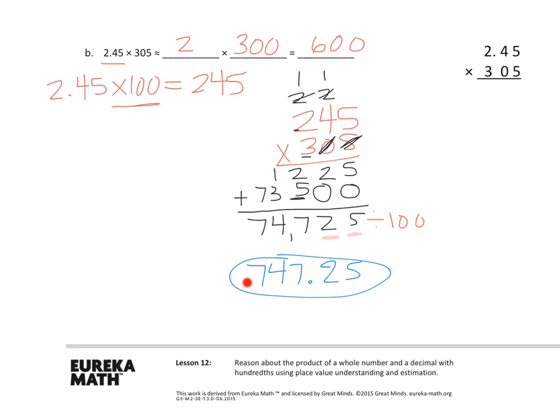74,725. And we should know that since we rounded both numbers down to 2 and 300, this should be bigger than 600. And it's close. It's not super close, but it's at least better than what we have here with 74,000. So that is our answer. And let's go to the next page.